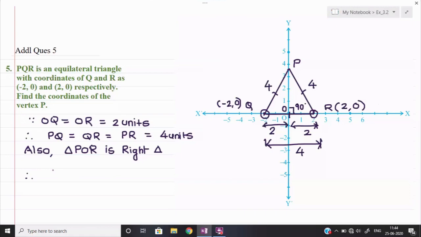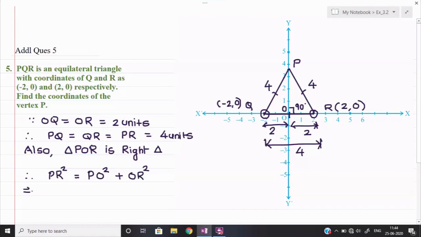So who is your hypotenuse, which is coming in front of 90 degrees? So PR is my hypotenuse. The square of PR is equal to the sum of the square of other two sides. In triangle POR I am talking about, so the other sides are PO and OR. So I will write down square of PO plus square of OR.